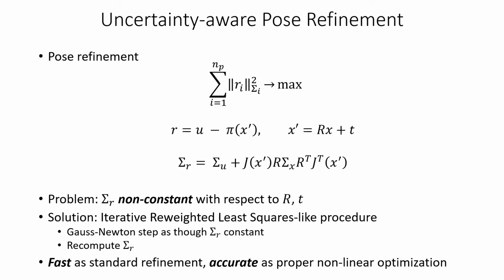Typically, the pose is refined using nonlinear optimization, minimizing the reprojection residuals. The residual covariance in our setup depends on the camera pose, while in a standard situation it is assumed constant. We propose to do a Gauss-Newton step as though the residual covariance was constant, and then update the estimate of the residual covariance. We show that the proposed procedure is fast and accurate.